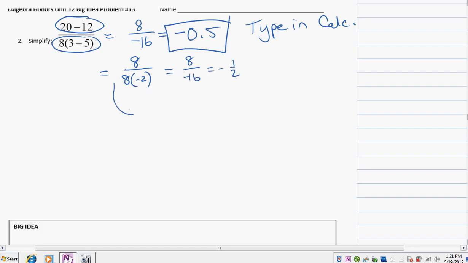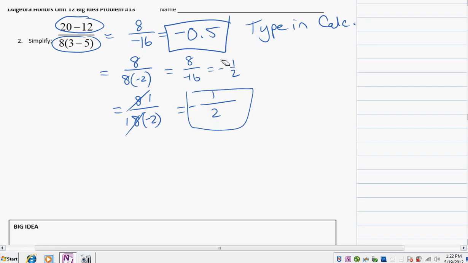You could also see that the 8s would divide out. And 8 divided by 8 is 1, and 8 divided by 8 is 1. So I divide the top and bottom by 8, and so I end up with 1 over negative 2, which is negative 1/2. So again, a couple ways there. Compute and then try to simplify by dividing.